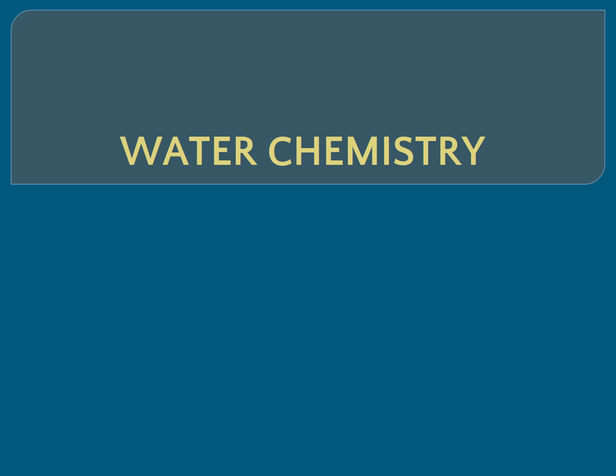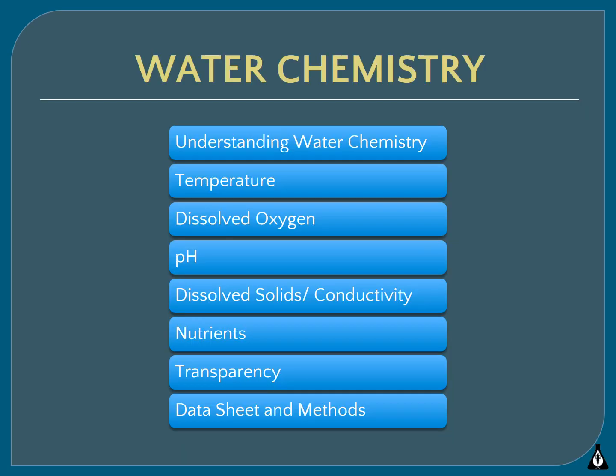Now it's time to talk about water chemistry. In this chapter, we're going to talk about understanding water chemistry and why it's important, and then we're going to talk about temperature, dissolved oxygen, pH, dissolved solids or conductivity, nutrients, and transparency. Those are all parameters that you could potentially monitor with our program. And then we're going to go over data sheets and methods of how to collect all of these different parameters.